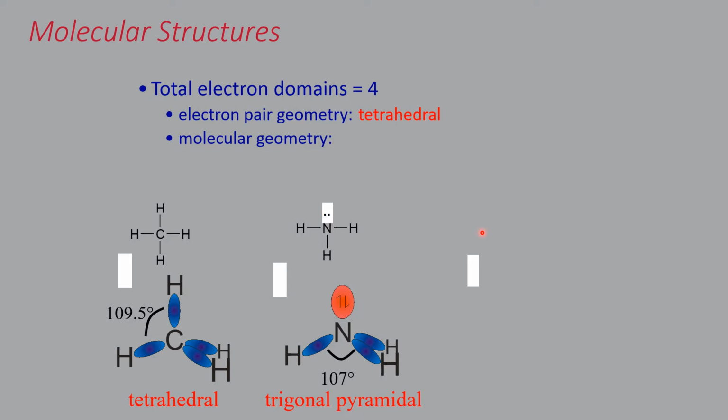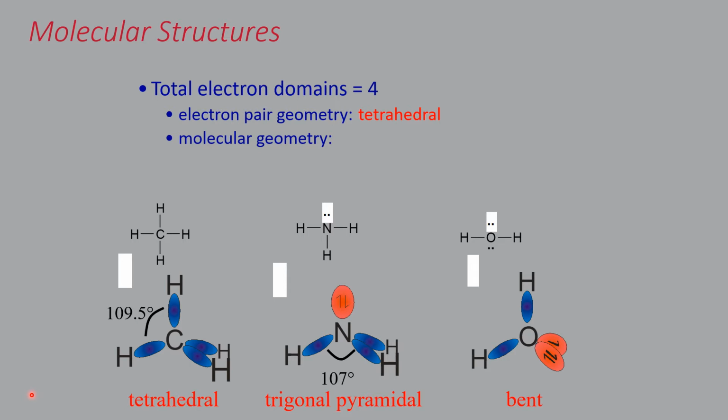The third possibility for 4 electron domains is something like water. Water has 4 electron domains: we have 2 bond pairs and 2 unshared pairs. So let's bust out that shape. It's going to look something like this. And what shape does that molecule look like? Does it look like something we've seen before, like in the last couple minutes? Hopefully that answer is yes. And so that molecular geometry is bent.